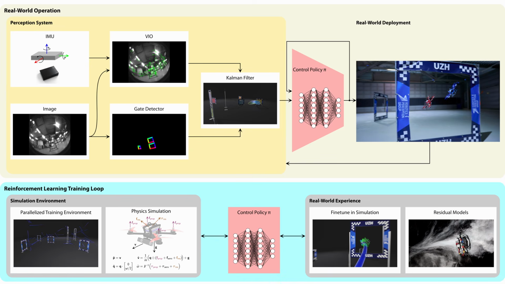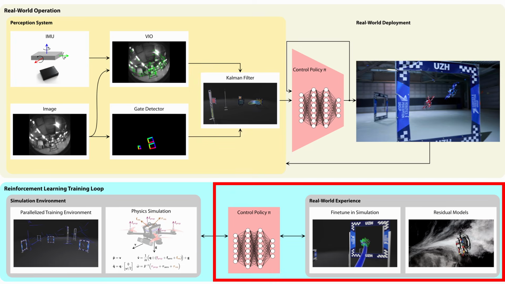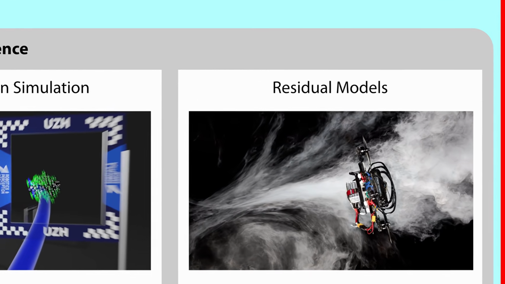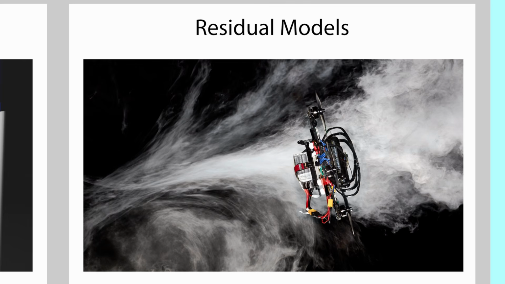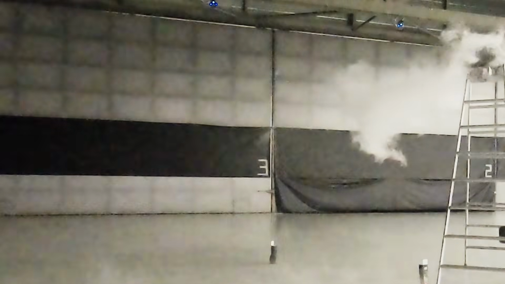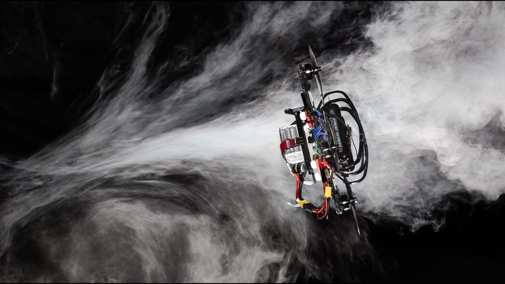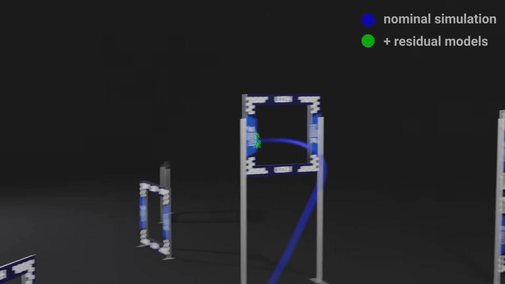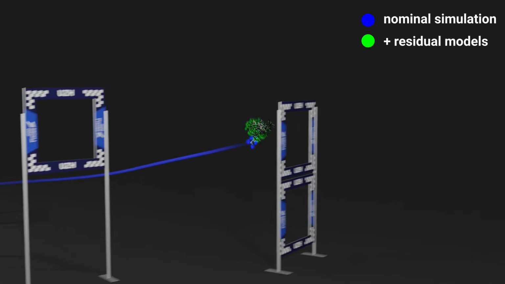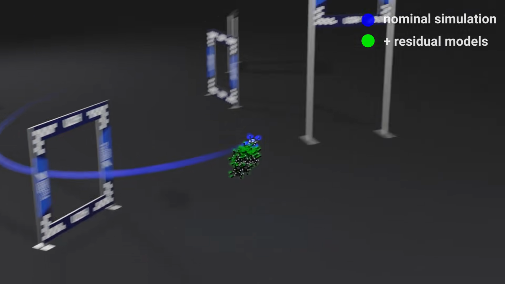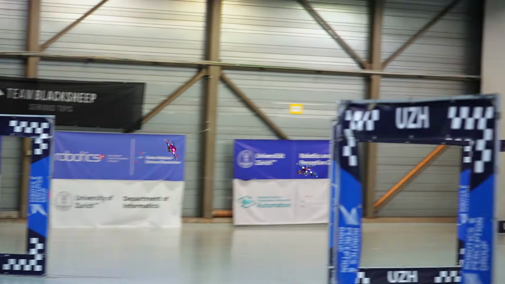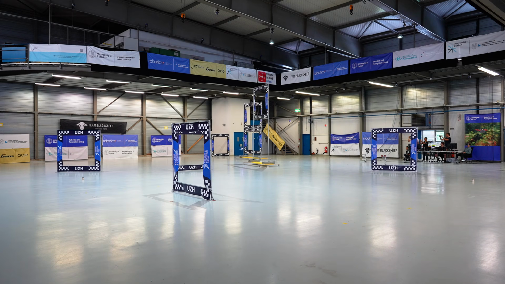To prepare the control policy for the noisy and imperfect state estimates available on the real system, Swift uses flight data collected in the real world to identify residual models for perception and dynamics. These residual models capture effects that are difficult to model in simulation, such as the degradation of the vision-based estimator or turbulent aerodynamic effects. Swift uses this augmented simulation to fine-tune the control policy for real-world deployment. This results in a highly competitive policy that can cope with the uncertainty of the real system.